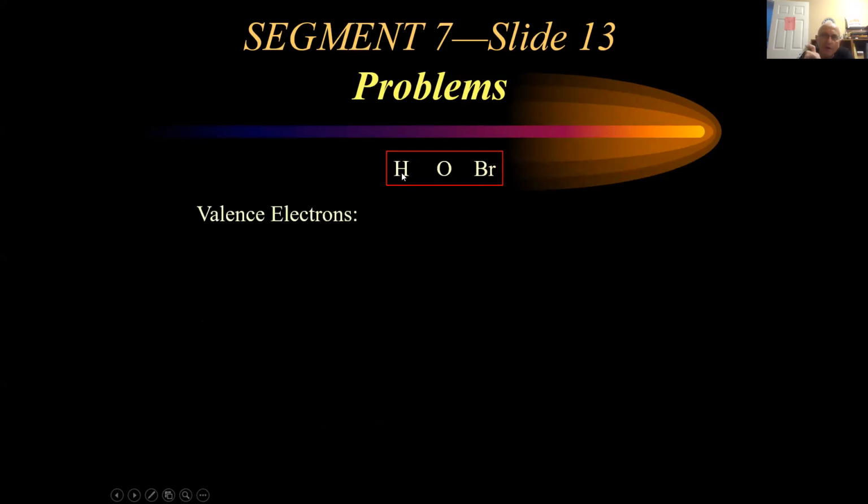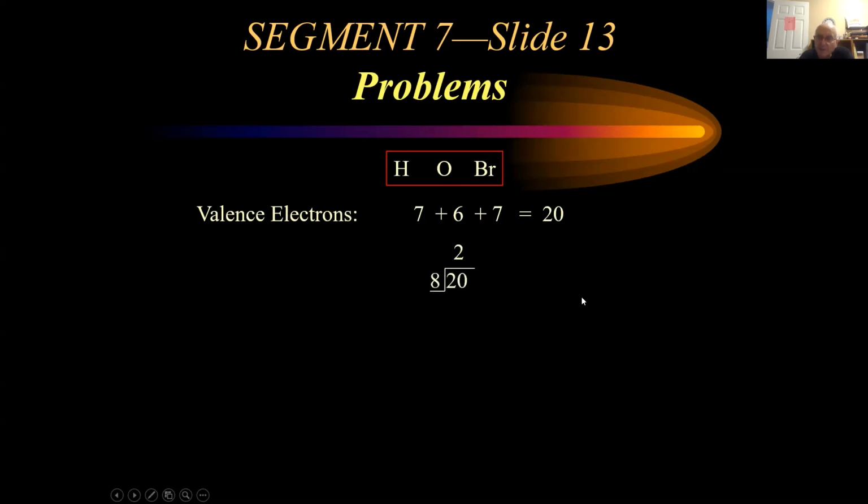Now we're going to fib right here. We're going to say hydrogen has 7. It doesn't. Oxygen has 6, and bromine has 7. Hydrogen can be in group 7, just like bromine is. We've got a total of 20 valence electrons.